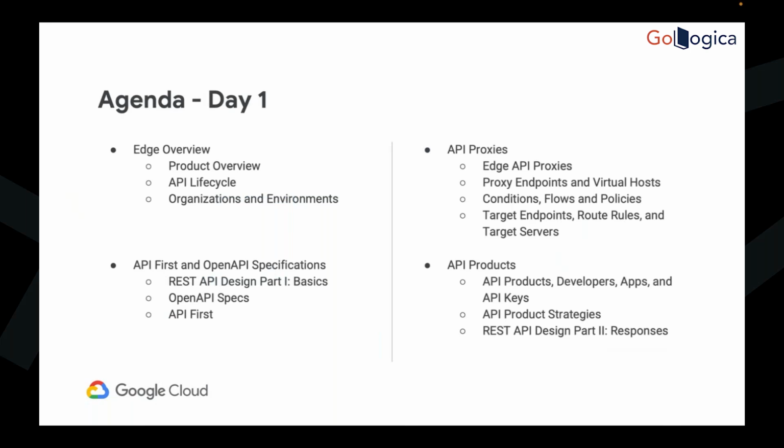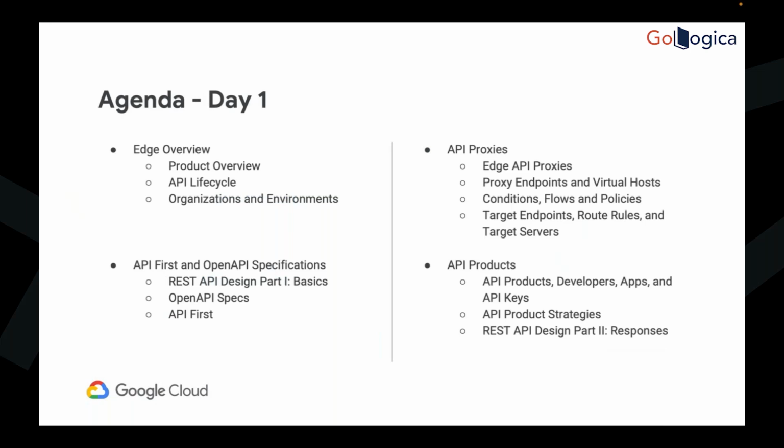That's why you see the Google Cloud logo, because I'm one of the very few Google authorized APG trainers, and I have given a lot of training to hundreds of people on this, even from the Google Office also. So this is day one, the first 8 hours. In the first 8 hours, we'll start with APG Edge overview. We'll understand the product. We'll understand the API lifecycle. We'll understand the concept of organization, environment, all these things. So what exactly is there? What is the meaning of these things?